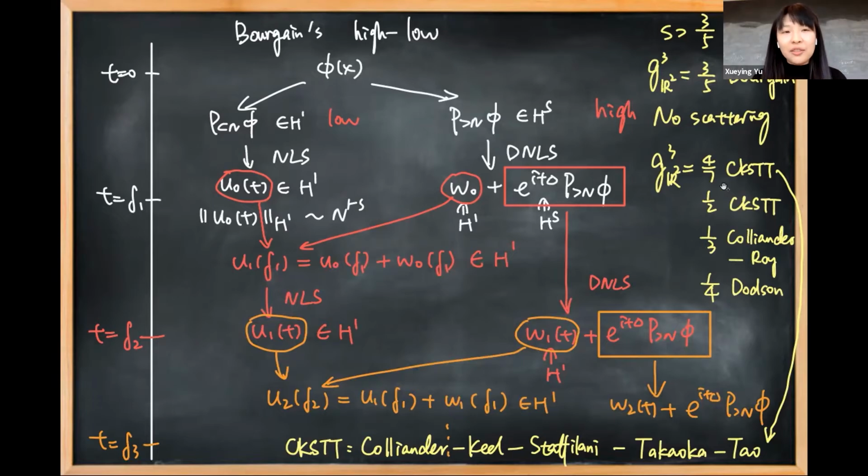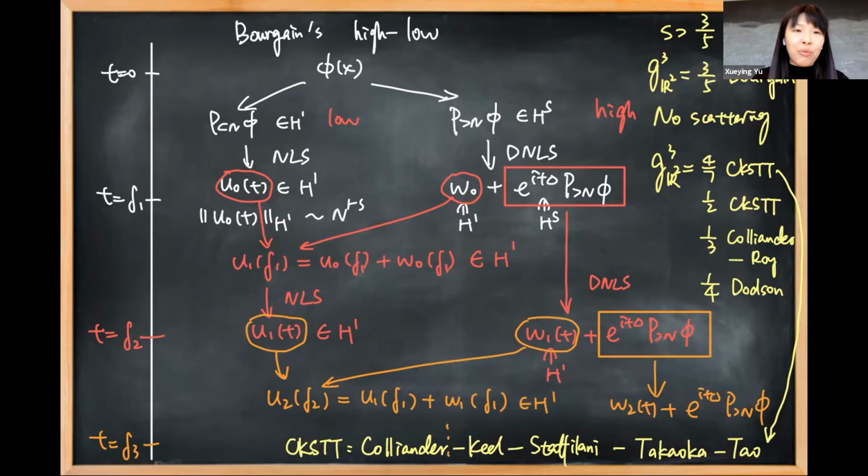So this I-team, they introduced this I method to be able to lower the index. And in Colliander, Rory, and Dodson's work, they even lowered the index to 1/3 and 1/4 respectively. Okay, that's the story. Then I guess I still owe you the key ingredient.